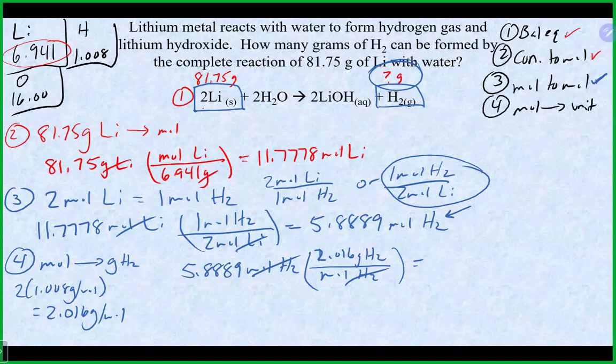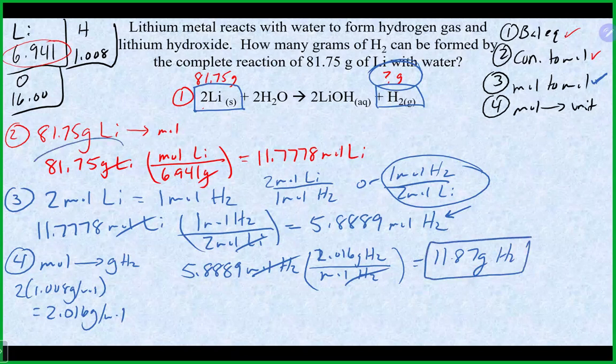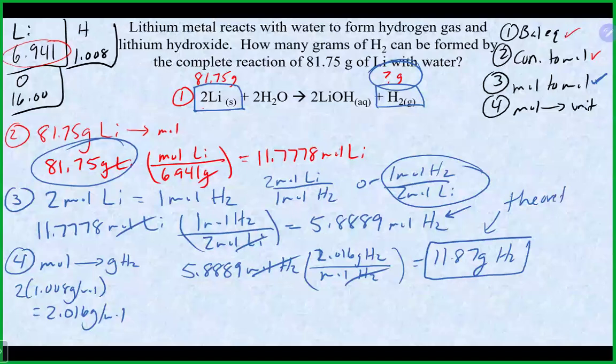And we will end up with about 11.87 grams of H2 in this case. Again, the 4 sig figs really come off of the original number, as everything else in between would probably be considered exact. This once again is a product, and this once again is a yield. And again, this is our theoretical yield in this case.